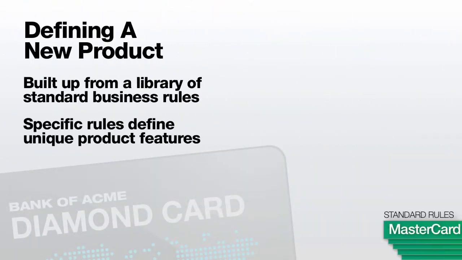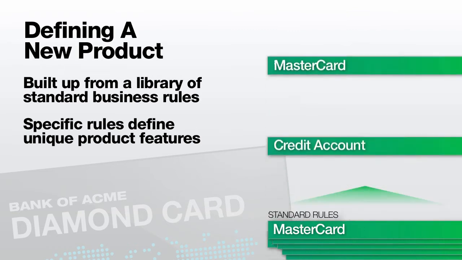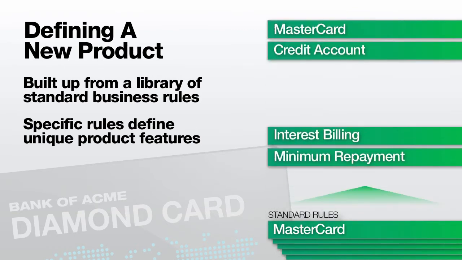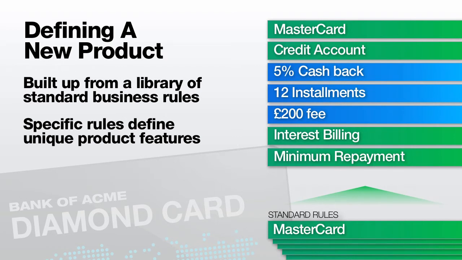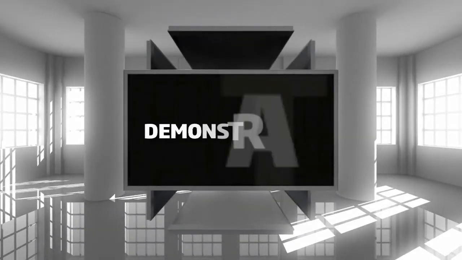Card products are built up from a library of pre-configured components. These allow institutions to build a set of standard business rules, which can be applied across all products for consistent management of terms and conditions. However, individual rules can then be defined to create specific features which enable banks to differentiate their products in the market. We will now see how the Diamond Card is created.